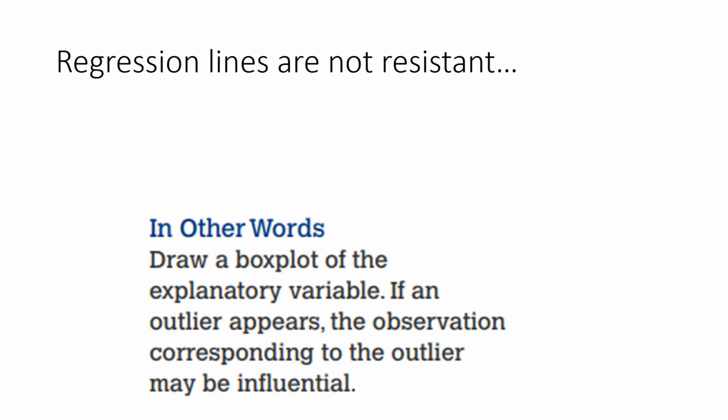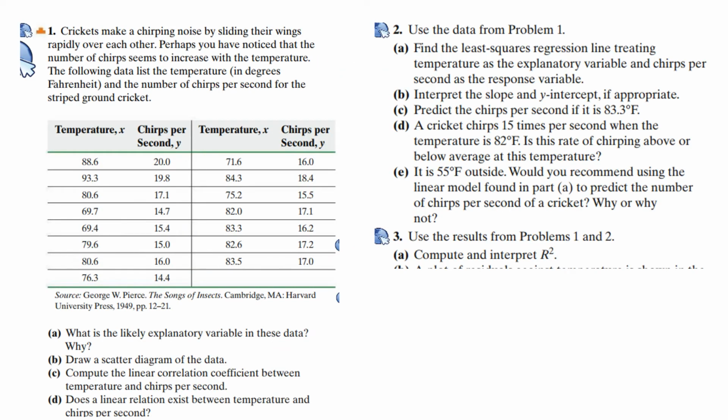And again, regression lines are not resistant. An outlier can be very influential and change this, so the analyst must be careful about outliers.